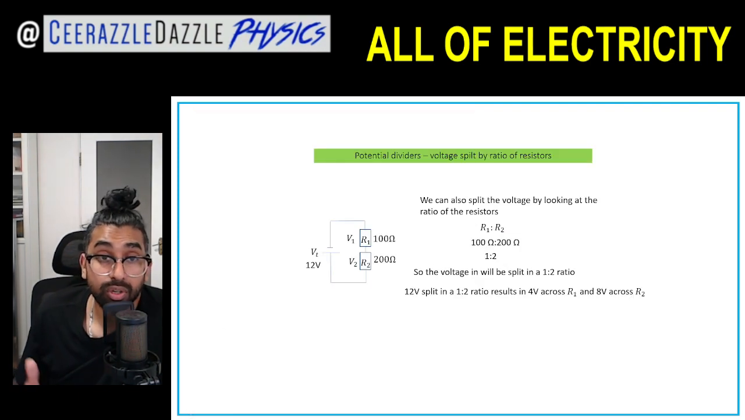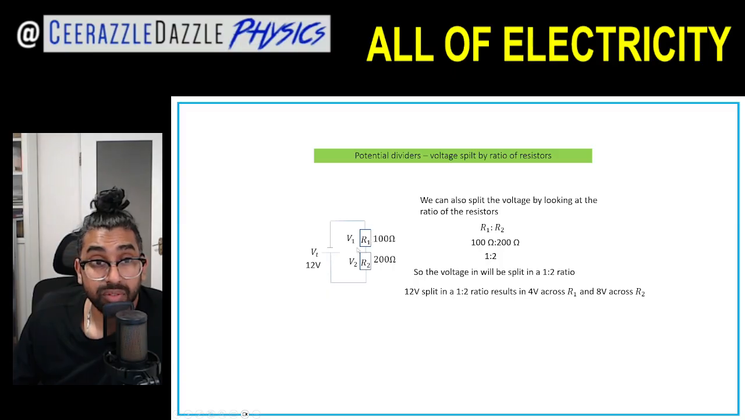If you don't like that, you can also look at potential dividers in terms of the splitting of the voltage in terms of the ratio. So over here I've got another circuit. I've got the voltage going in to be 12 volts, and then I've got V1 across here and V2. R1 is 100 ohms and R2 is 200 ohms. How will the voltage be split?